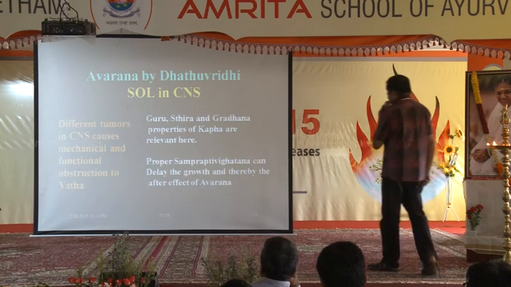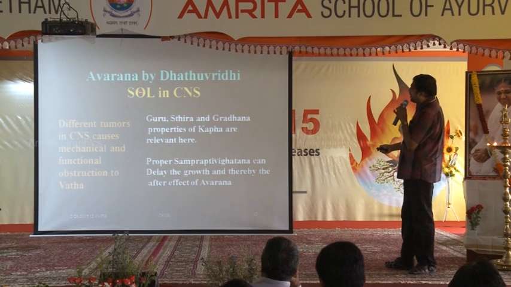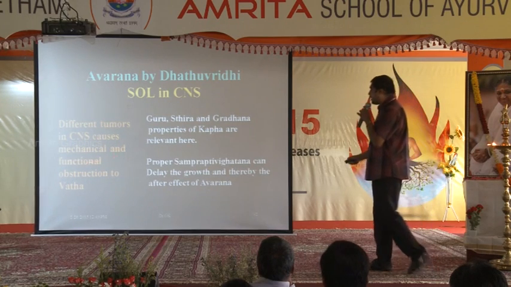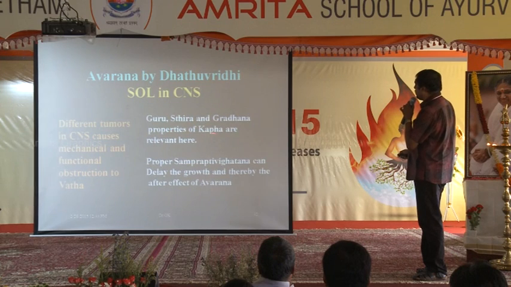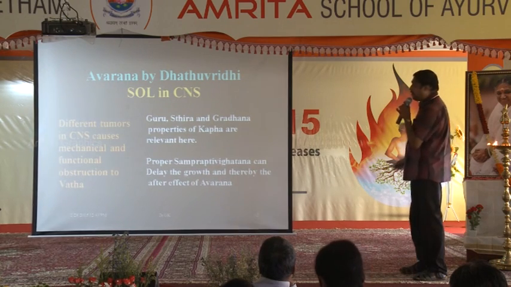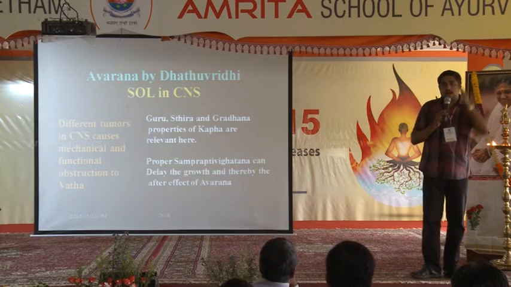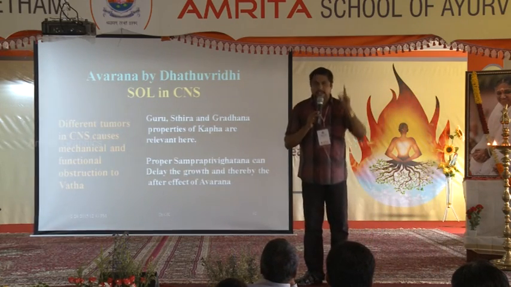Next. Avarana by Dhatuvriddhi, SOL, space occupying lesions in CNS, different tumors in CNS, causes mechanical and functional obstruction to Vata. Guru, Sthira and Grathana properties of Kapha are relevant. Proper Samprapti Vighatana can delay the growth and thereby the treatment of Avarana. Kaphaja Gulma Chikitsa is important here. We always recommend Kaphaja Gulma Chikitsa in such a space occupying lesion.